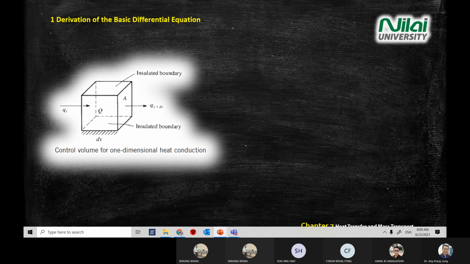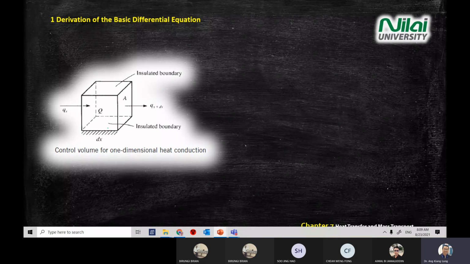Okay, any question on the diagram? Stop me if you don't understand what is happening on the screen here. And then what is the big Q? Big Q is the energy inside the cube. A means area.